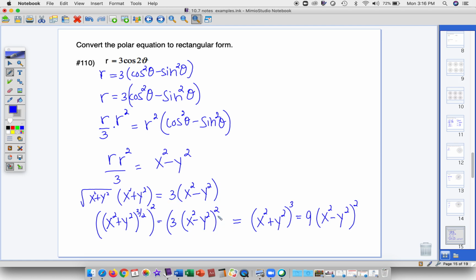And then I squared both sides. Squaring both sides takes care of this exponent and makes the exponent a cube, so it just cleans it up a little bit. This is number 110 in your book, and this is how they leave the answer.